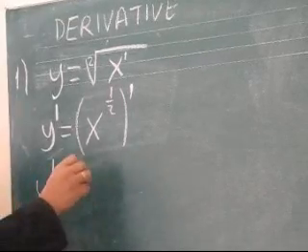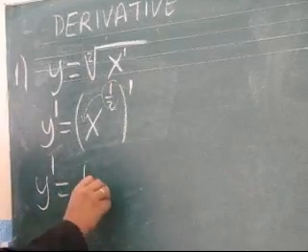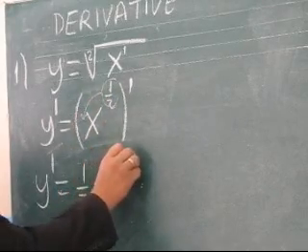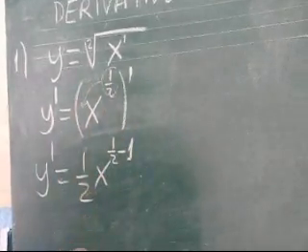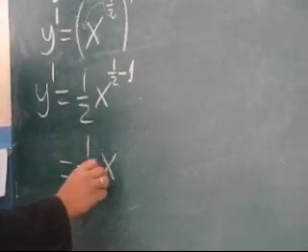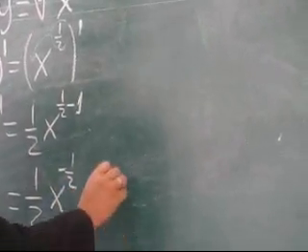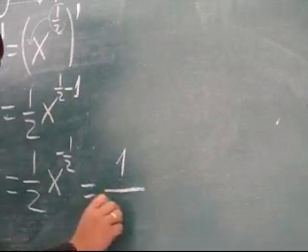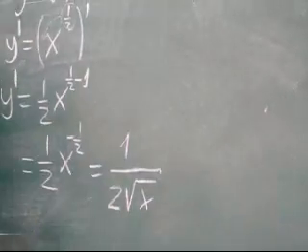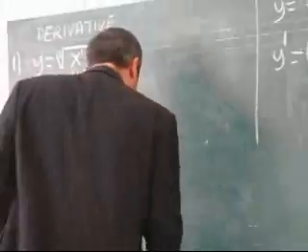Derivative of y is equal to 1 over 2 in front of the x, 1 over 2 multiplied by x, and we will subtract 1 from the exponent, 1 over 2 minus 1. Then if we continue this operation, it is 1 over 2 x to the minus 1 over 2, which is equal to 1 over 2 root of x. This is the derivative of our function y equals root x.